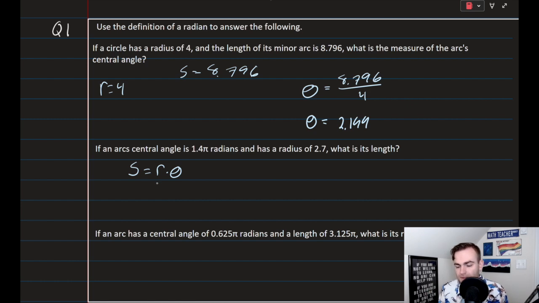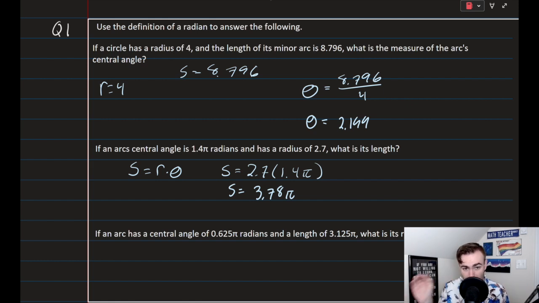So if I plug in all of my information to this, I get S is equal to, the radius is 2.7, and we have 1.4 pi radians. And we can multiply those two things together. So 2.7 times 1.4, and I get 3.78 pi. Now, if you notice, not radians, that would be the length. We don't have a unit for that, so whatever the units are. And since it's length, it would just be regular units, not units squared or anything like that.